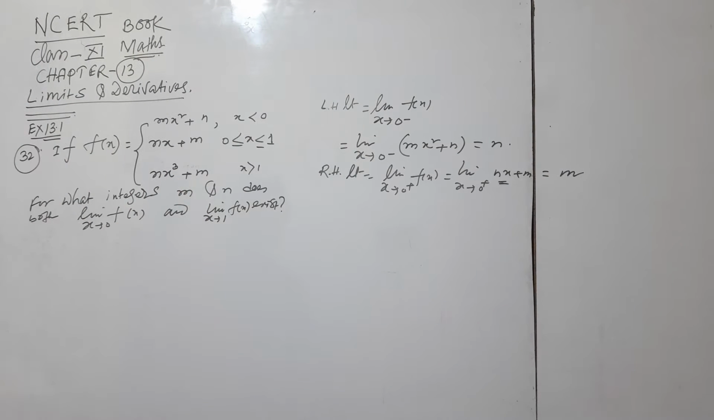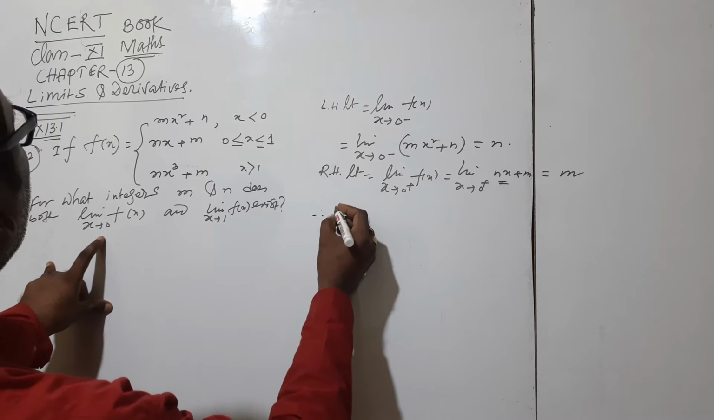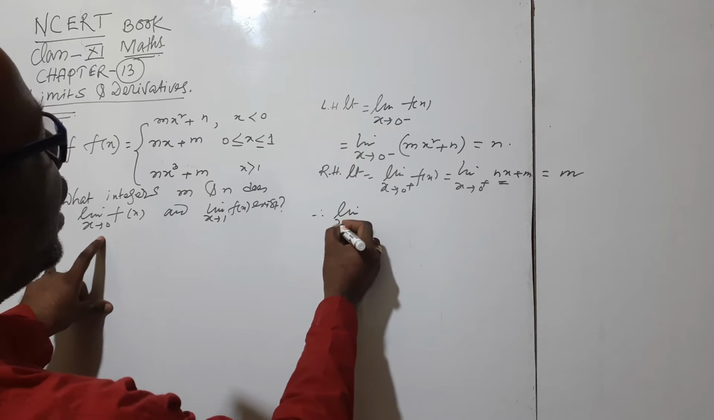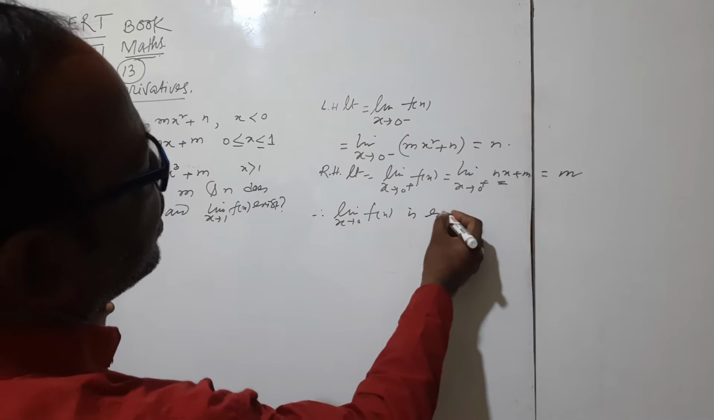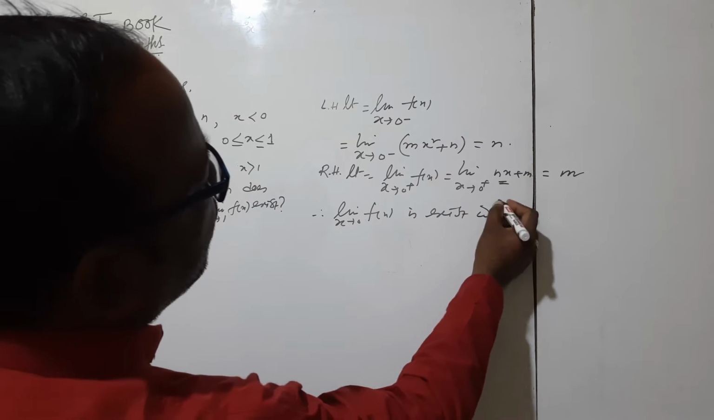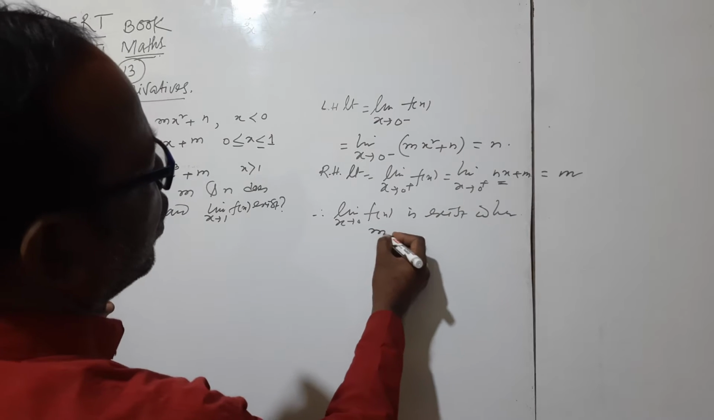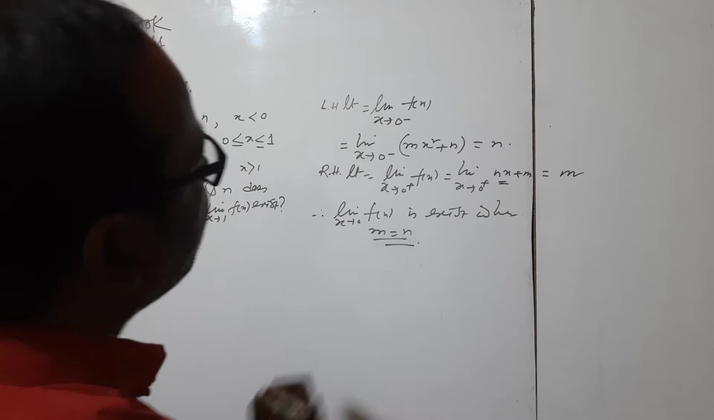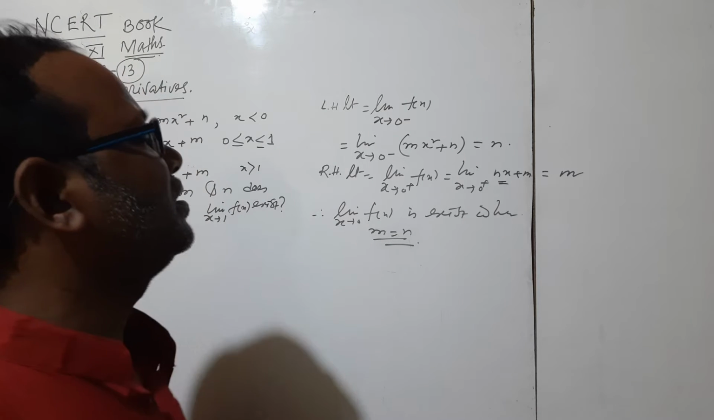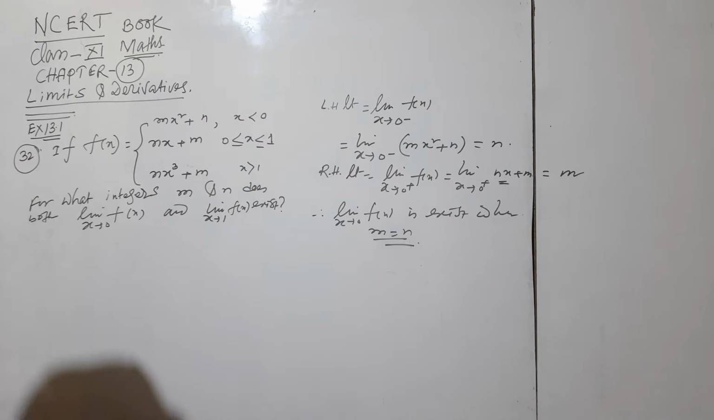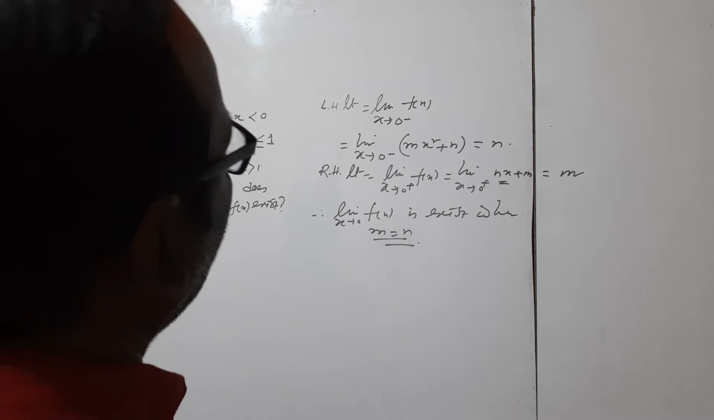Therefore, the limit as x tends to 0 of f of x exists when m is equal to n. This is the conclusion of the relation between m and n: both are the same. So then we can say the limit of f of x as x tends to 0 exists.